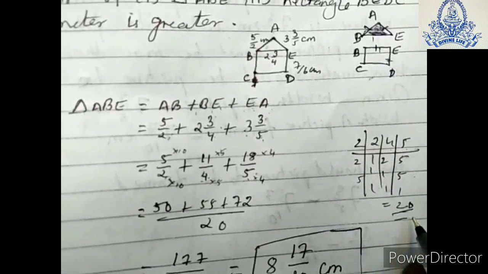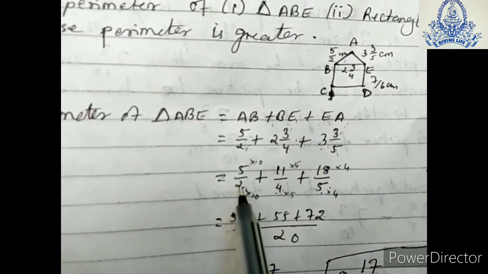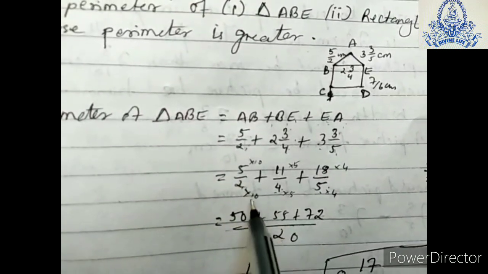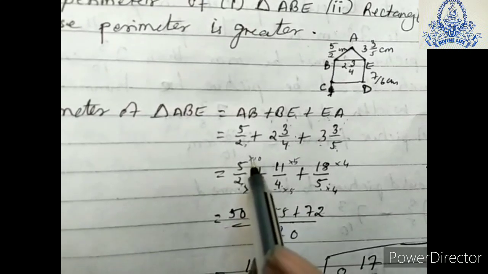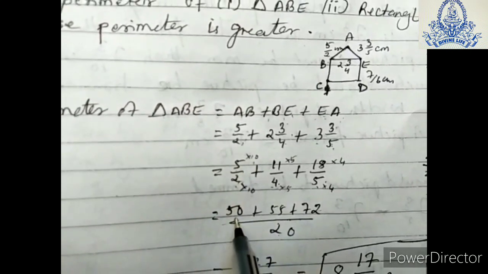We get the LCM 20. As 20 we are taking an LCM. In the 2 table, 20 is coming at 2 10s. The same 10 will be multiplied by numerator 5. That will become 10 5s are 50.